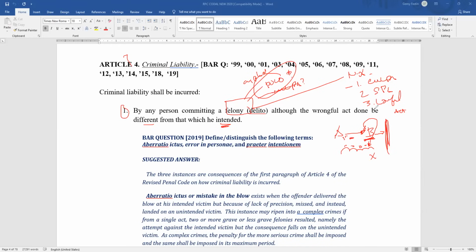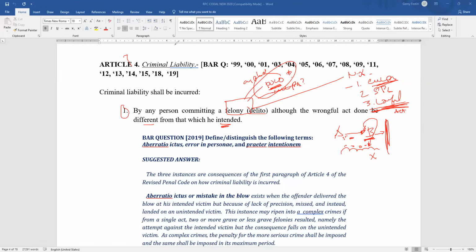So, if a person is exercising a lawful act, then he is not liable, even if X died. It's just an accident, assuming that there's culpa. Why? Because he knew that there are a lot of people and yet he threw this knife. Yet, this is still not applicable, kasi applicable lang yan sa dolo, not culpa. Okay? So, careful with that.